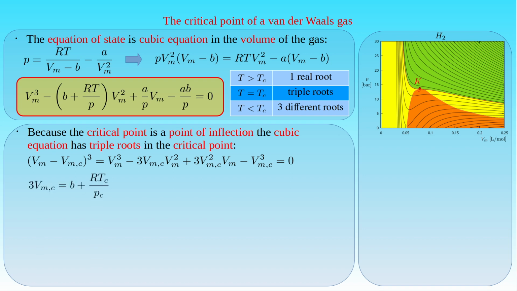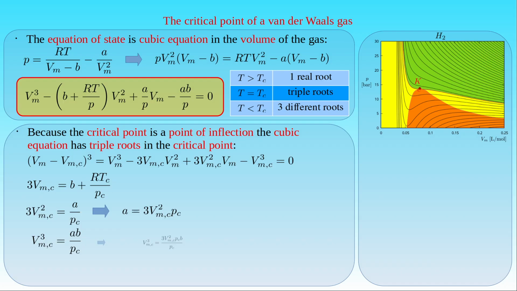3 times V sub mc must be equal to B plus R times Tc over Pc, 3 times V sub mc squared must be given by A over Pc, and V sub mc cubed must be equal to A times B over Pc. We can express the pressure correction constant A from the second relation as 3 times V sub mc squared times Pc, which we already derived from the conditions of the vanishing first and second order derivatives of the van der Waals equation in the critical point.